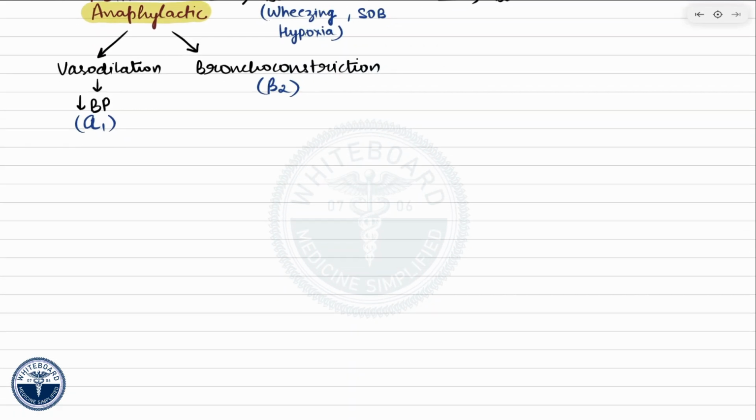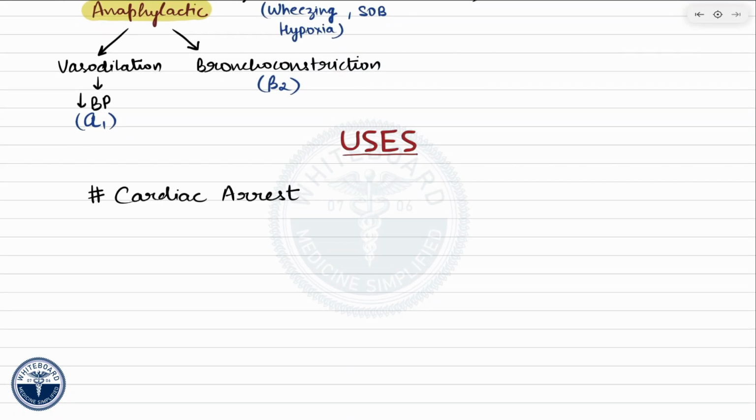Now the uses of these drugs. Let's start with cardiac arrest. Both epinephrine and norepinephrine can support cardiovascular function through their beta-1 receptor activity. By stimulating beta-1 receptors in the heart, they increase cardiac contractility and help restore effective cardiac pumping.